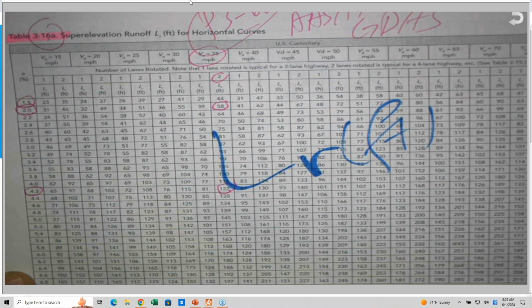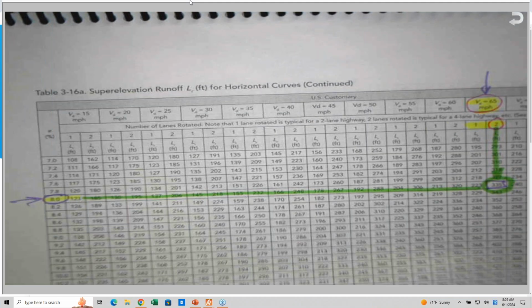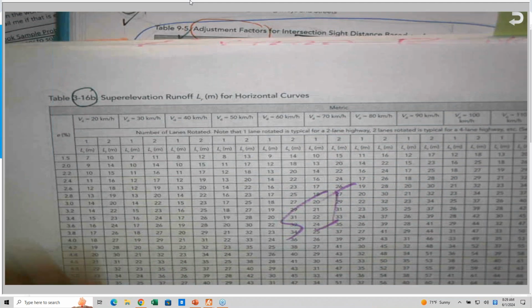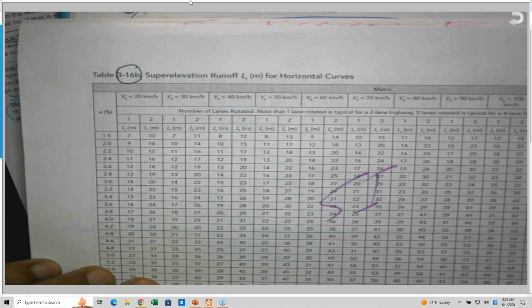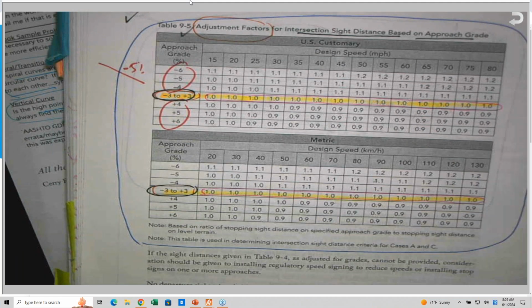So this is table 316A here, and they also have it in the SI, which they call 316B. And we use these tables. Let me know how I can help you if you forgot how to use the tables. It is in the recording, but I will be glad to go over this.